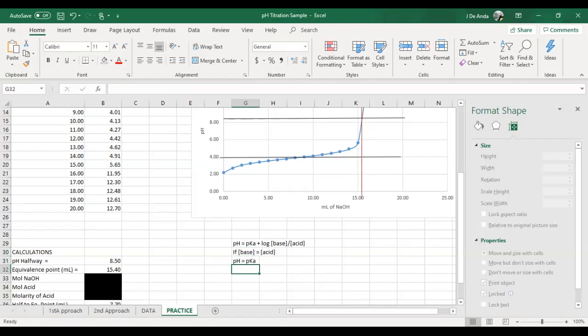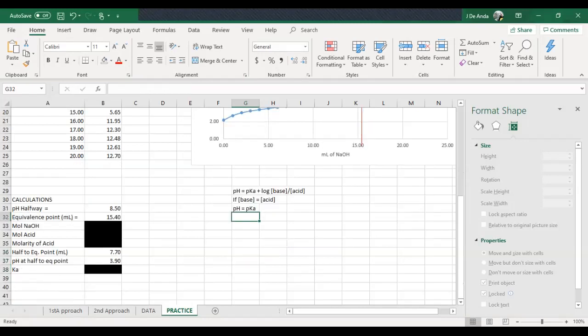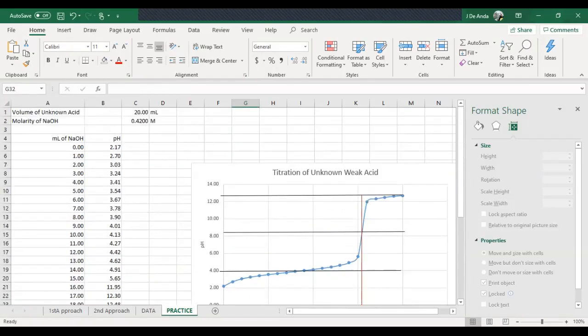And of course, just like we did in the third method with the buffers, if you know the pH, then the Ka is going to be 10 to the minus the pH. And that's how you can do the rest of the exercise. Here I left it open for you guys to do it. But you might want to organize your graph this way.